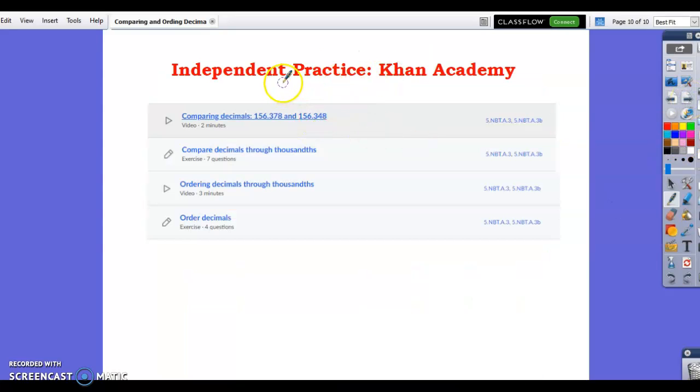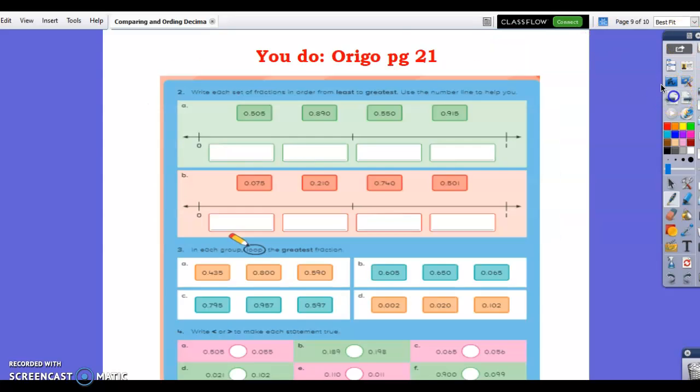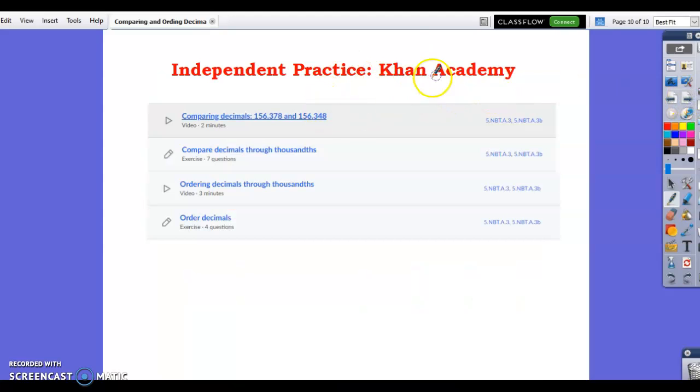And your very last part of today is your independent practice. There's comparing decimals. There's a 2-minute video review, and then a 7-set questions. Then you have ordering decimals through the thousandths and a video that goes with that, and your exercises for today. And that is it. So make sure that you do your independent practice on page 21 first. Check in with me, and then you can begin on your independent practice on Khan Academy.